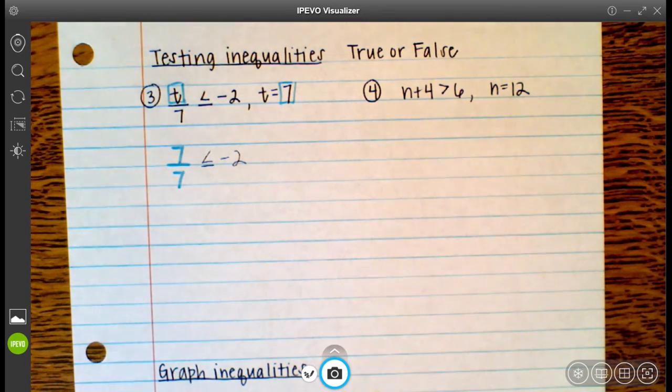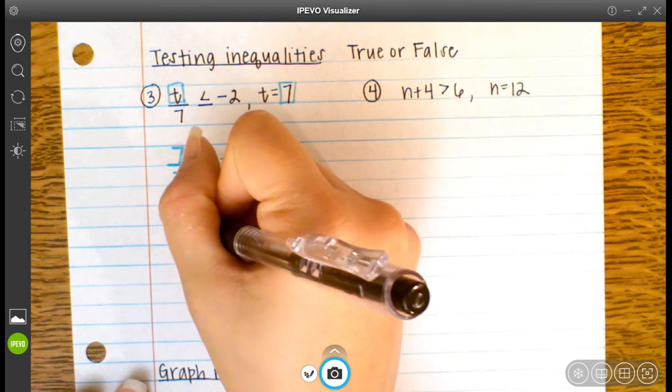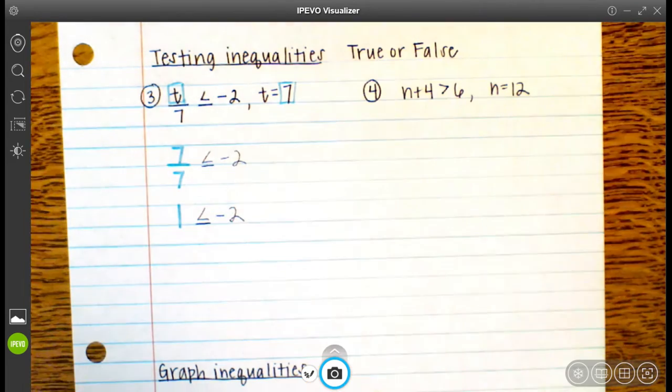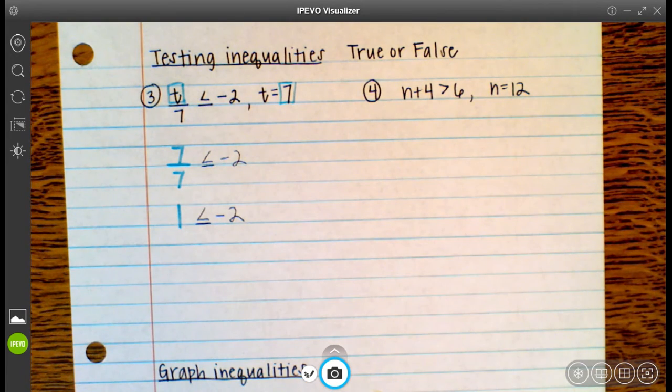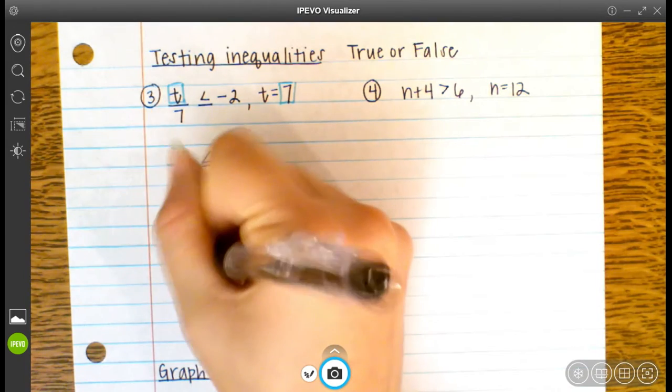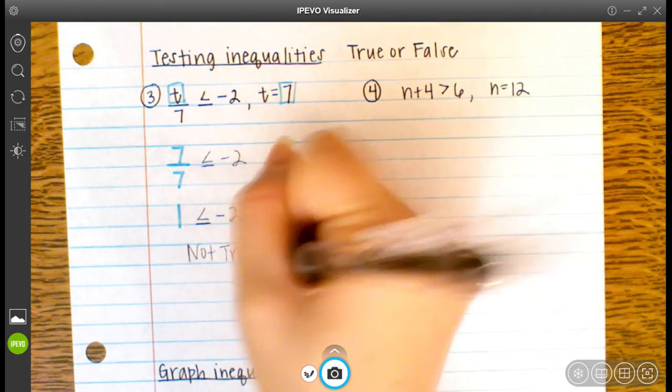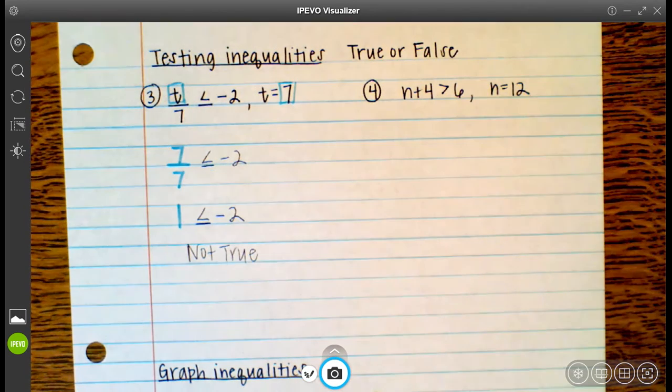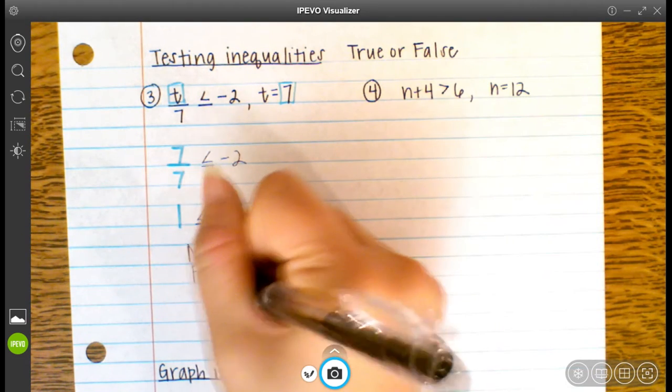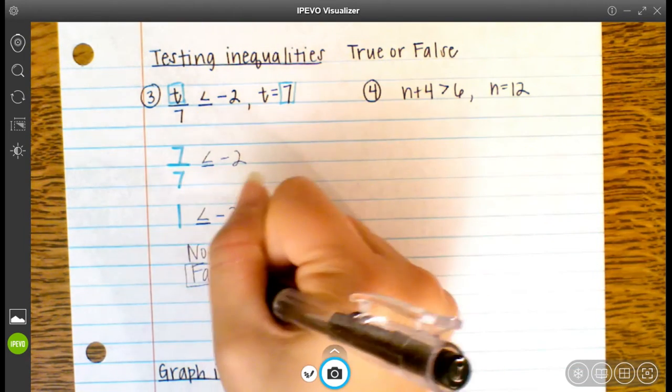Well, 7 divided by 7 is 1. And the question is, is 1 smaller than or equal to -2? And I'm hoping you guys are thinking that out loud in your heads on your number line. Is +1 less than or to the left of -2? And the answer is, heck no! This is not true. +1 is bigger than -2, not less than. So if it's not true, that means this is false as your final answer.